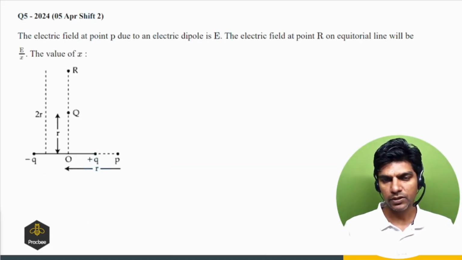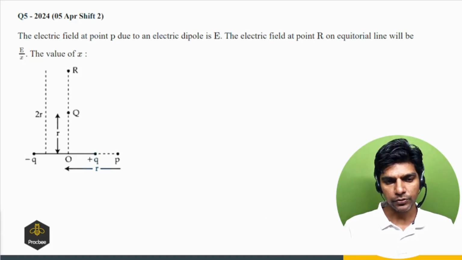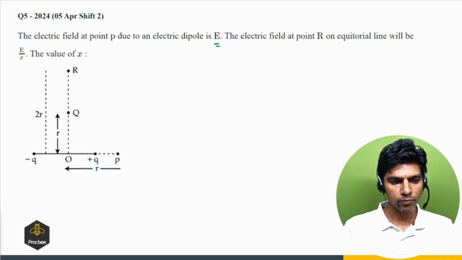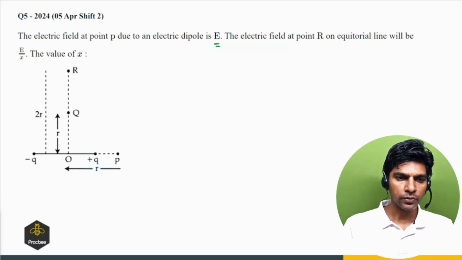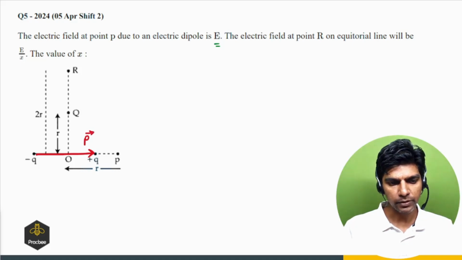So now let us see some illustrations based on the same concept. The electric field at point P due to an electric dipole is E. An electric field at point R on the equatorial line will be E by X. Then the value of X is? Okay, right, let us see. So we have been given an electric dipole, let me take this in terms of P only, so the electric dipole moment is P.